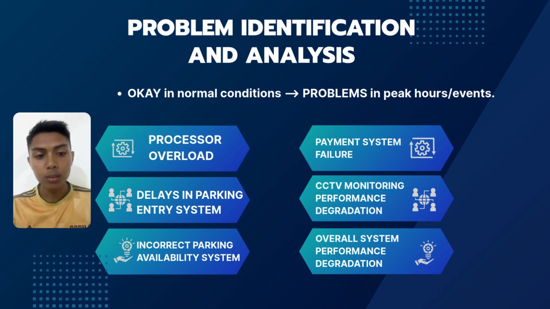The processor becomes overloaded. At the entrance, customers experience long waiting times because some automated barrier gates respond slowly or stop working temporarily. This led to long queues and traffic congestion outside the mall. Next, the digital displays sometimes show available parking spaces even when the parking area was already full. This caused drivers to keep searching for empty spots, increasing congestion inside the parking area.